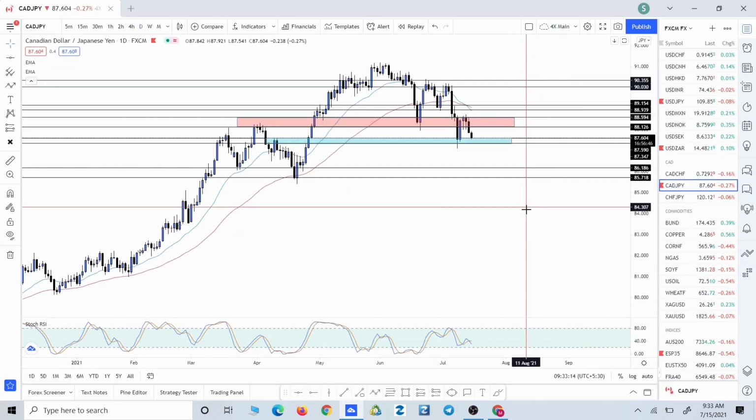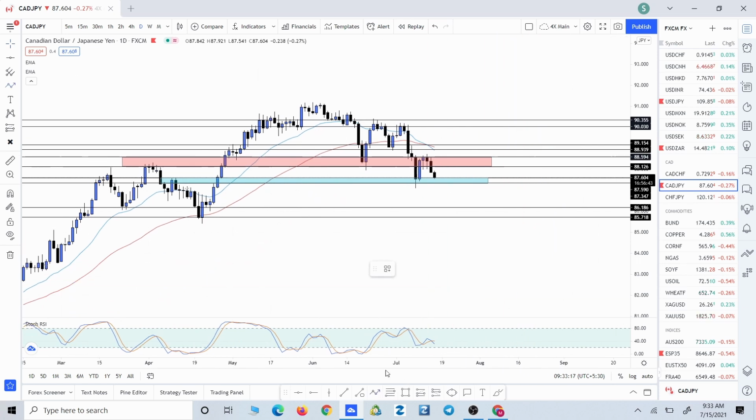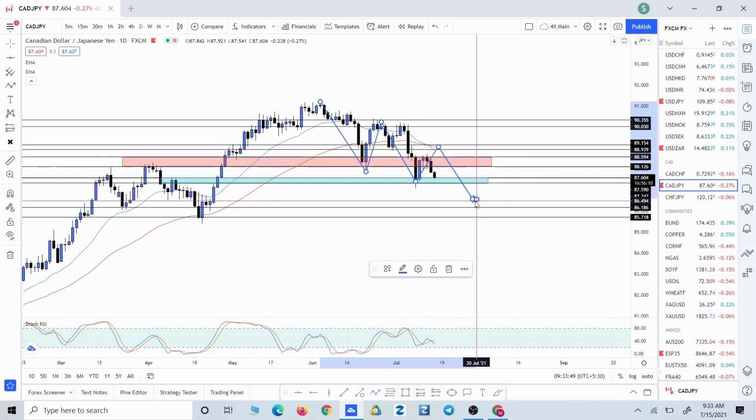For the CADJPY, if we start from here, we have the low, lower high, lower low, and once we made this lower low, we predicted the price to go higher and to retrace back to this zone. I personally was expecting the price to retrace back to this zone, which did not happen, and price got rejected from this zone. But this zone was also a very strong zone, and the reason I was looking for the price to retrace back to this zone was that it was a high confluence zone.